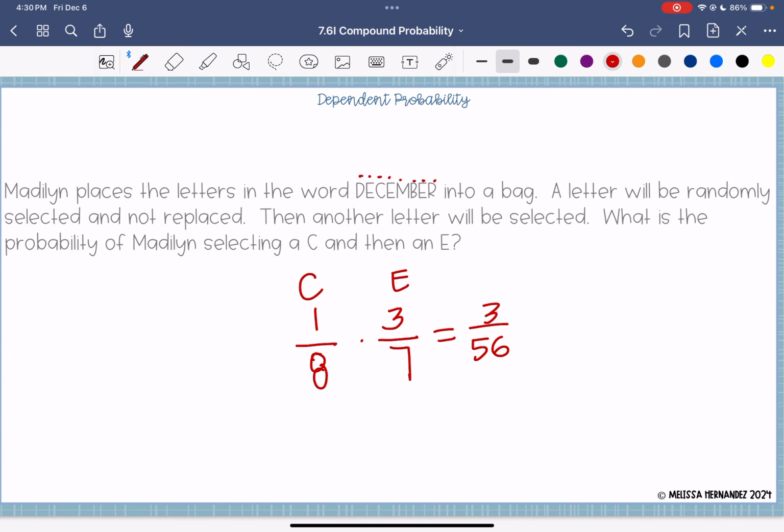All right, so that's it. We've got a couple of probabilities on dependent and then a couple on independent. Hopefully this helped. Thanks for watching.